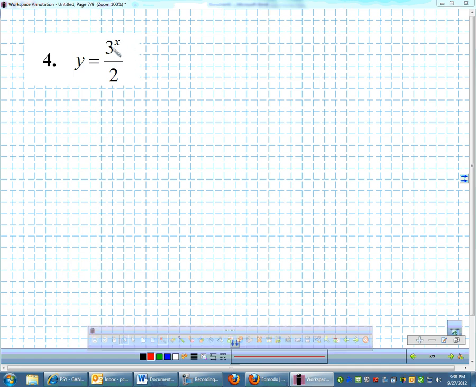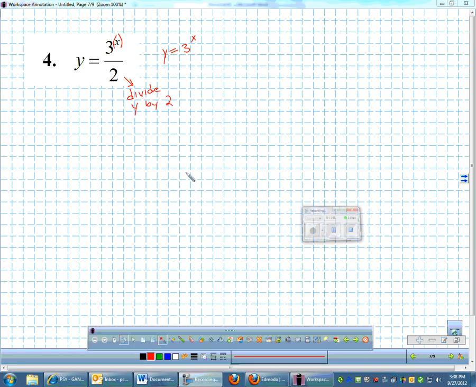Now this one, 3 to the x divided by 2. This is a little bit different. My parent function, the exponential part, is still 3 to the x, so I'm still starting with that 3 to the x. And this time, my divided by 2 is not inside the exponent. It's not with the x. So this whole thing is being divided by 2. That means I'm going to divide my y's by 2.